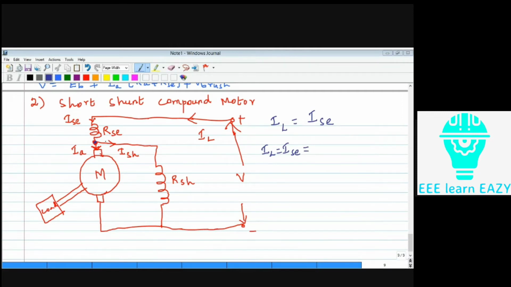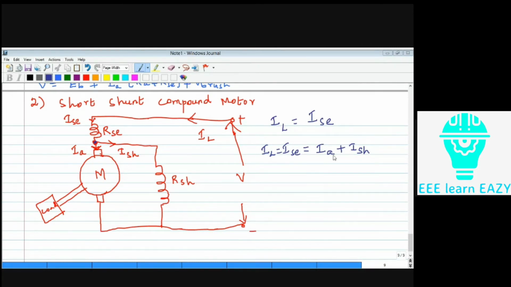That is getting divided into two. So the outgoing currents are IA and I shunt. So I can write it as IA plus I shunt. I am just using Kirchhoff's current law. So we can write IL is equal to IA plus I shunt.